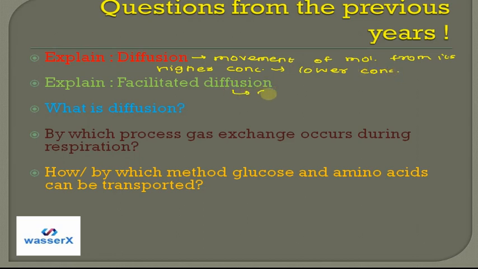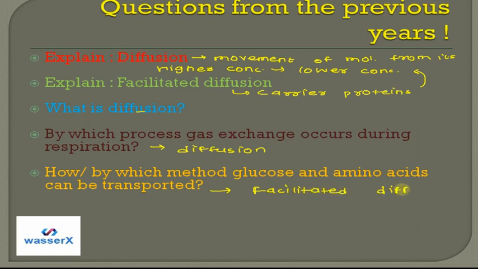Now for facilitated diffusion, here we will show the role of carrier proteins and we will write the definition of diffusion. Now, by which process does gas exchange occur during respiration? We can say it occurs by the process of diffusion. And by which method can glucose and amino acids be transported? They can be transported by the method of facilitated diffusion. So these are the answers for the questions that have already been asked in previous years.